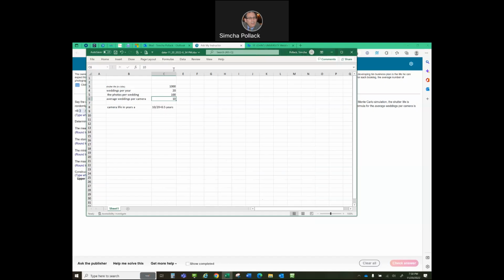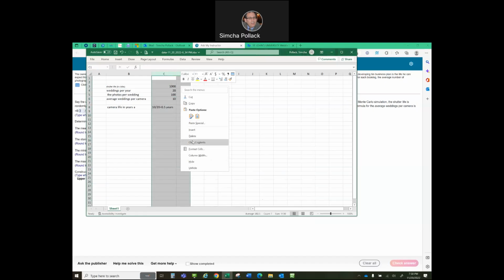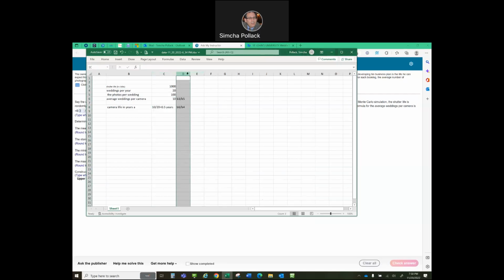Now, putting that in terms of cells, which is what they want you to figure out, I put that in the cell here. In order to calculate this number, it's B3 divided by B5, 1,000 divided by 10. I'm trying to make this more concrete for you to understand why this is the right answer. And finally, in order to calculate the camera life in years, it's going to be B6 divided by B4.